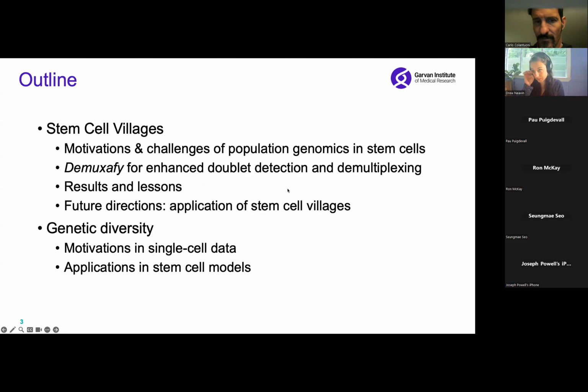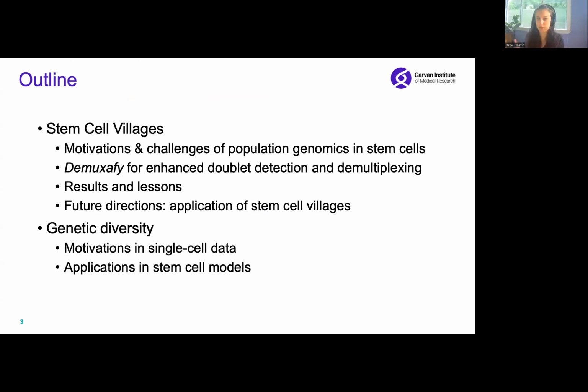And I'd like to start by talking about stem cell villages, which is a method that we and other people have established over the last few years to help us really scale stem cells to a level that we can actually do population genomic studies with them. And I'll take a little bit of an intermission within the stem cell villages to talk about demultiplexing and a method that we've developed in Muxify to really help with this approach.